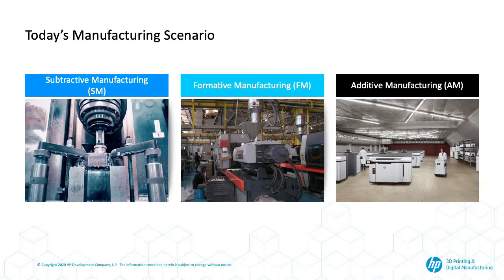When we talk about manufacturing today, we can essentially divide these into three different groups that you see here. Subtractive manufacturing, which is focused on removal of material, like CNC machining. Formative manufacturing, focused on injection molding or extrusion, or additive manufacturing, which is what we will be focusing on today.